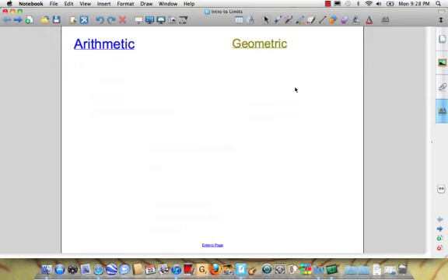This lesson reviews two types of sequences that we've already studied and introduces a new type of sequence. So the first type of sequence we looked at was called an arithmetic sequence, and hopefully you remember what that means. That means you start at a certain number and then you keep adding or subtracting the same amount.